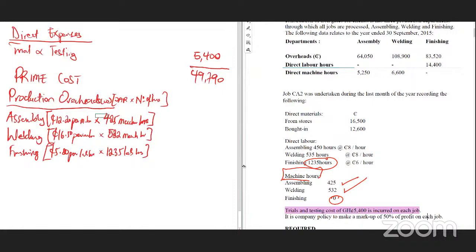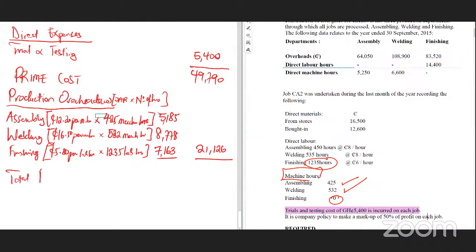So now that this is done, what we are going to do is just multiply each. 12.2 by 425, and that means for this one we incur a cost of 5,185. And we have 16.5 by 532, and that gives us 8,778. And we have 5.8 by 1,235, and that gives us 7,163. So we put all together: 5,185 plus 8,778 plus 7,163. We end up with 21,126.